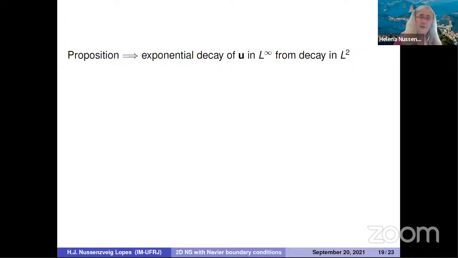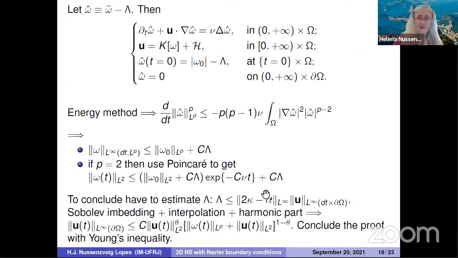Okay, so the proposition implies exponential decay of u in L infinity from decay in L2. Because now we already know that u in L2 here and here decays exponentially. We've already proved that for weak solutions. So this gives you the exponential decay of the L infinity norm of u on the boundary, which will then give you the exponential decay of u in the interior. Because actually this estimate here could be made just as well in the interior.